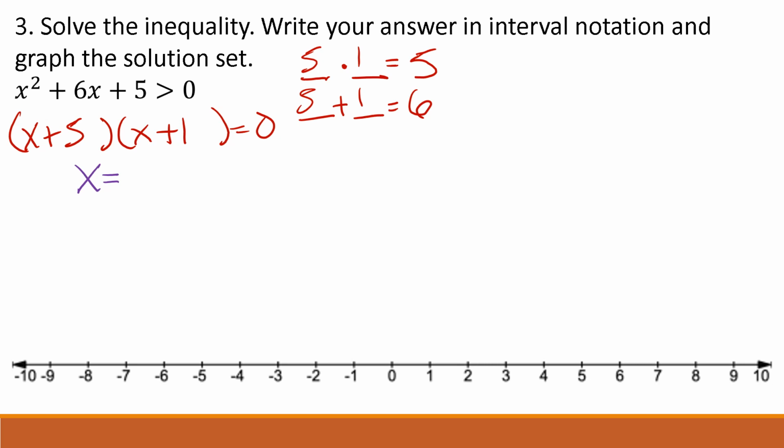So what should my two answers be? -5, -1. Okay. Looking at our inequality, are we going to have open or closed circles at -5 and -1? Open, because it's just the greater than. So we want open at -5 and -1.